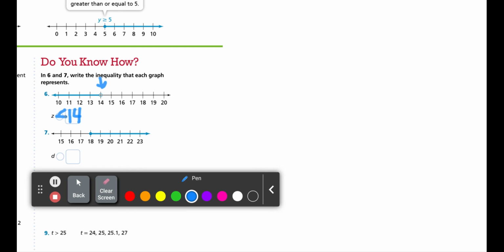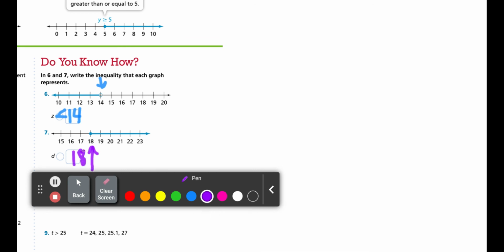And last one, for number 7. Let's see, we have D. We're going to have some inequality symbol, and then we're going to have a number. So I think it's easiest to figure out what number the point's going to be at, what number we'll have to write for our inequality. So what number is the first point at? The first point is at 18. So we're going to have D some sign 18.